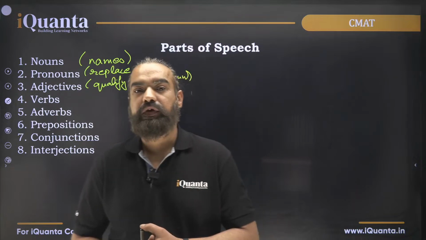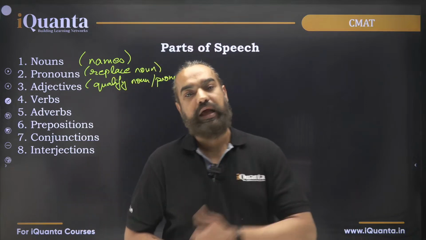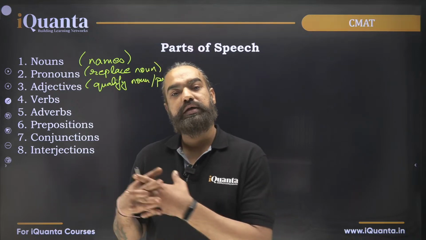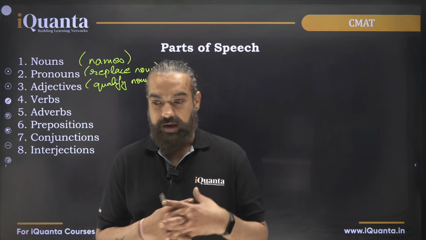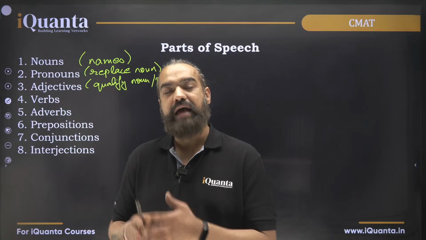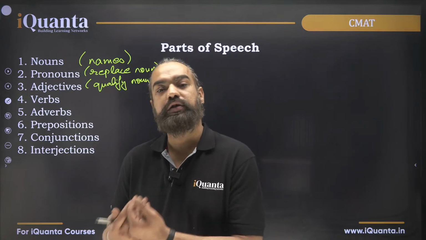So there are two types of verbs. You have a primary verb and you have a helping verb. Primary verb will denote action. Helping verb will denote state of being. Primary verbs will be walking, talking, sitting, etc. Helping verbs will be is, am, are, has, have, had, so on and so forth.